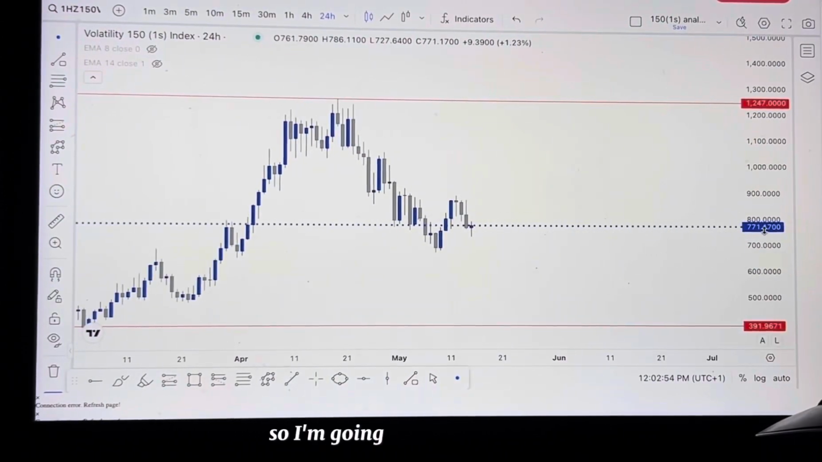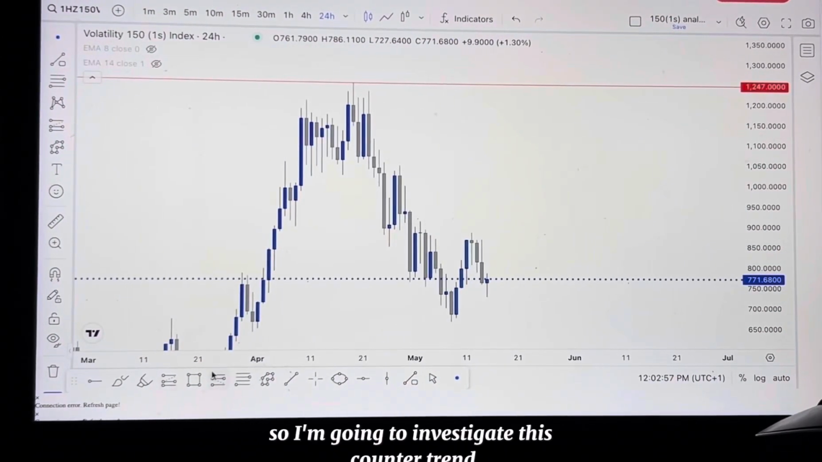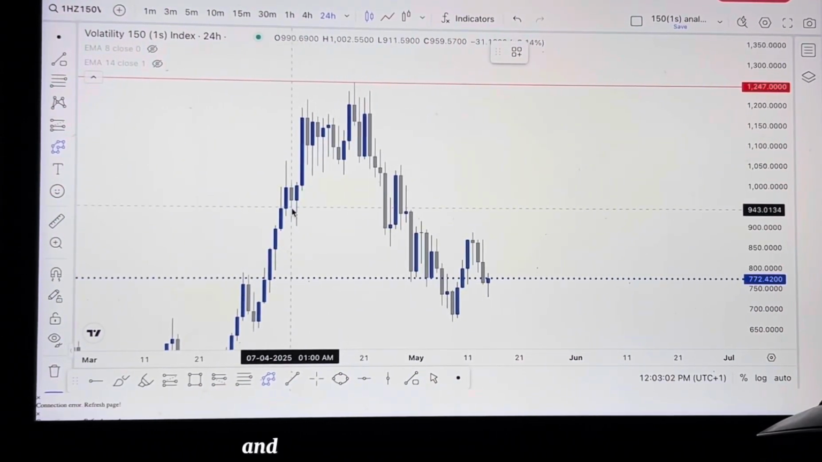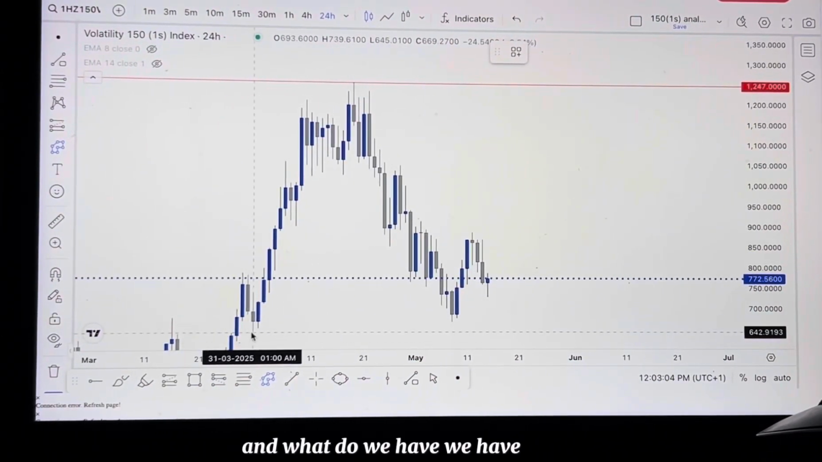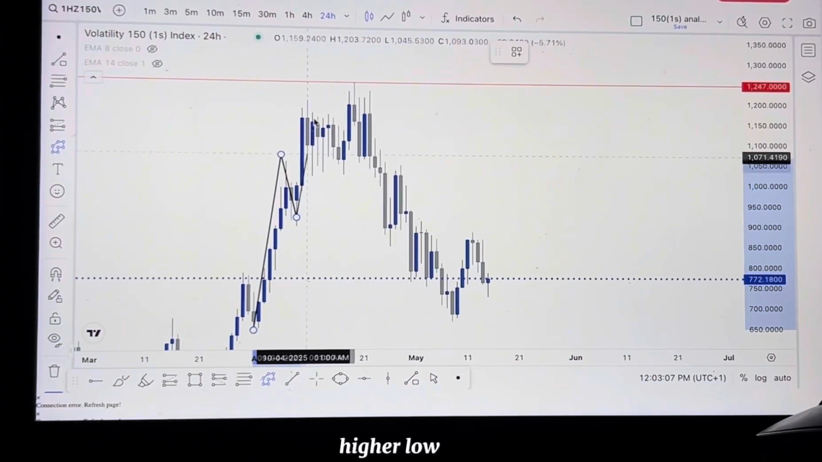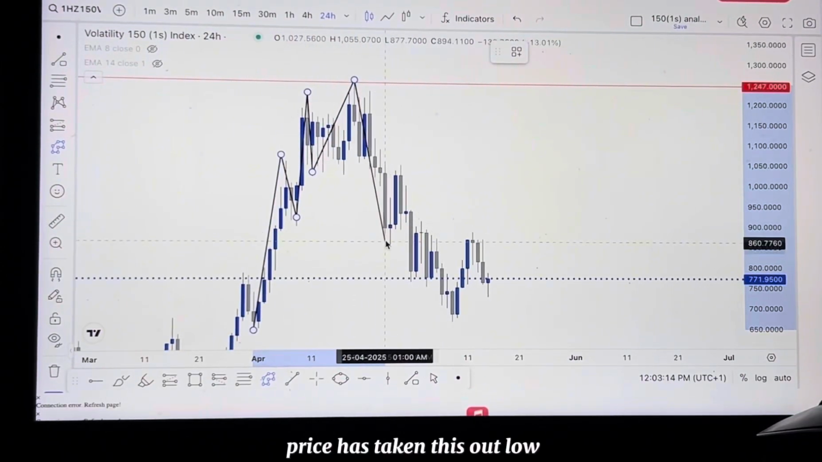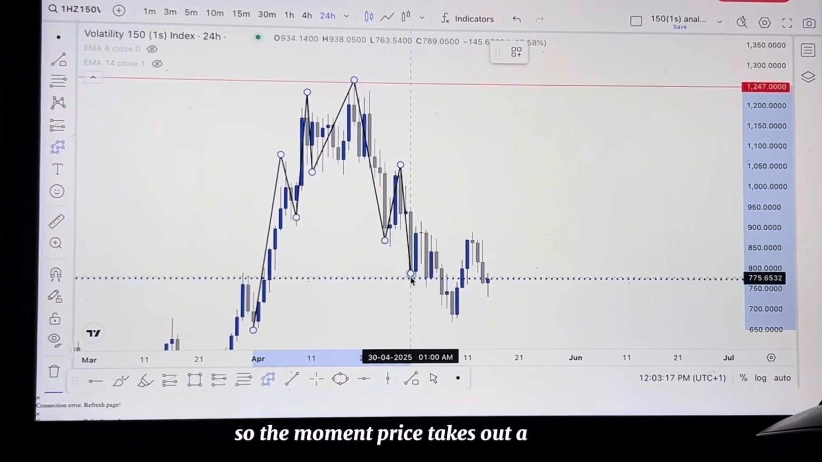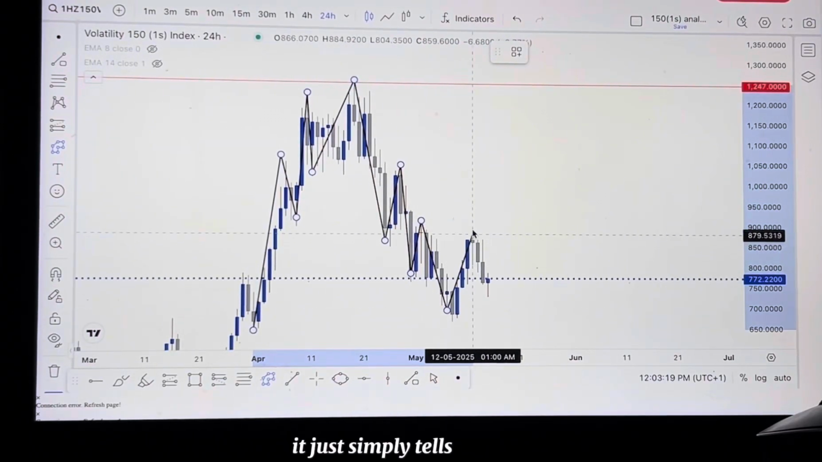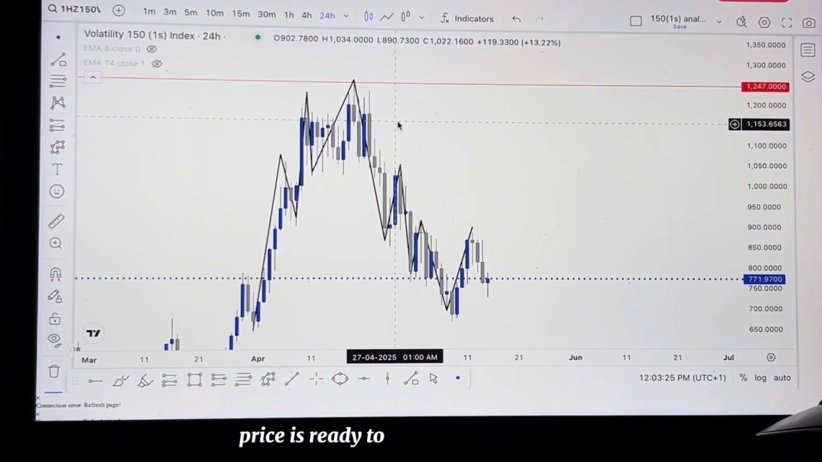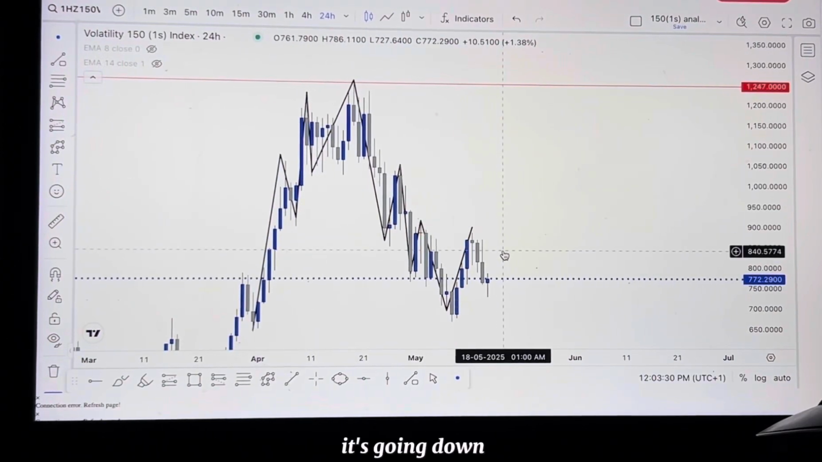So I'm going to investigate this counter trend using the fractal structure. And what do we have? We have a high, higher low, high, low, high. Price has taken this out, low. So the moment price takes out a strong low, it simply tells you that price is ready to either go down or go up. Now if it takes out a low, it's going down.